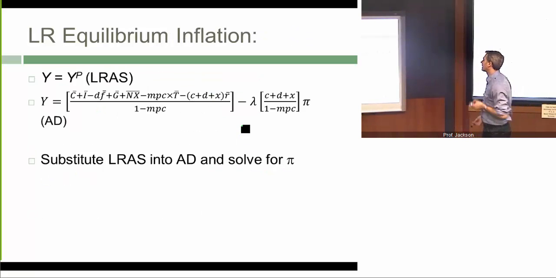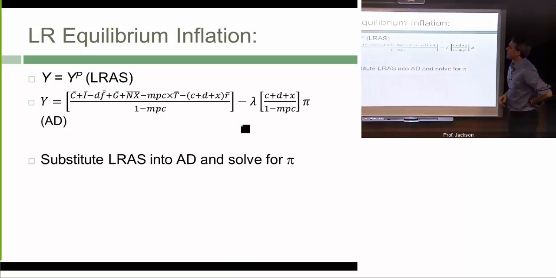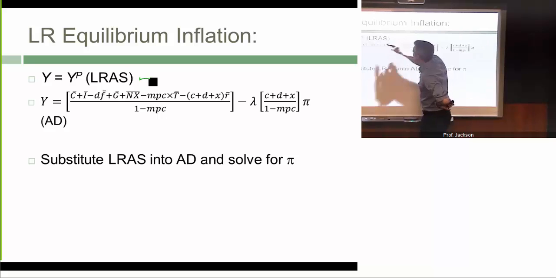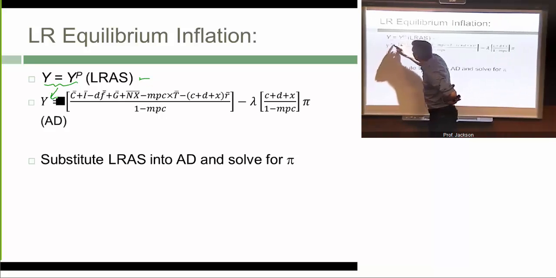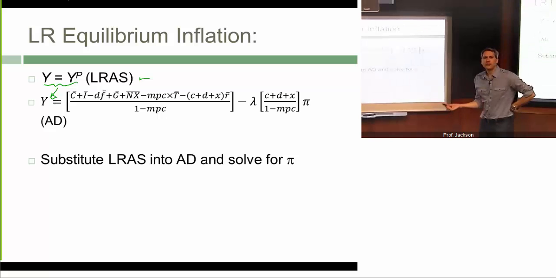What does that thing look like? As I said before, a long-run equilibrium is going to occur where the long-run aggregate supply curve intersects the aggregate demand curve. And so very simply, we have our long-run aggregate supply curve right here. So if we substitute that into there, and solve for inflation as a function of everything else, then that's going to tell us what drives inflation in the long run.